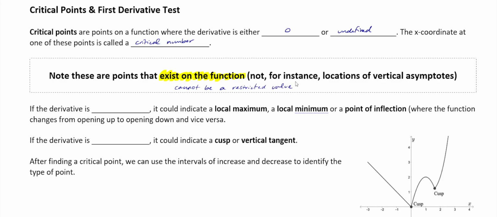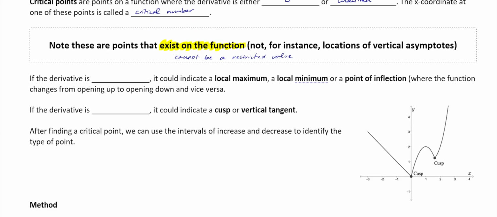Okay, so there's two main ideas here. If the first derivative is equal to 0, then it could indicate a local maximum, a local minimum, or a point of inflection, where the function is changing from opening up to opening down and vice versa. I'm going to make a little point right here, a flattened point of inflection. If the first derivative is undefined, we could end up with a cusp or a vertical tangent.